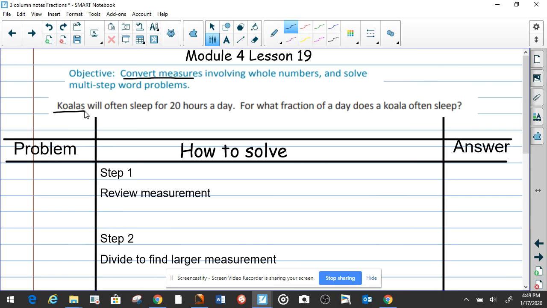Oh, look at this. Koalas. Our little friends who are being endangered in the forest of Australia. Well, let's make this problem correct so we can pray for them as we do this.